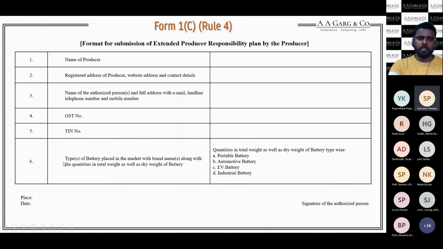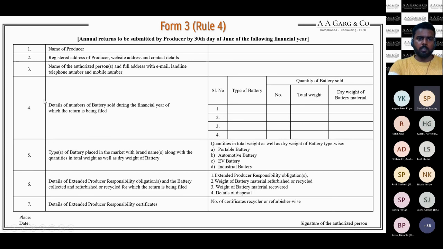The only difference is in point number 6. Along with the type of battery placed in the market with the brand names, the quantity in total weight as well as the dry weight of the battery needs to be mentioned in the Form 1C. So this is related to the Form 1C of the rule 4. Then this is the Form 3, which is the annual return to be submitted by the producer by the 30th day of June of the following financial year. Again, they are asking for certain details. We are helping brand producers to file the annual returns as well.